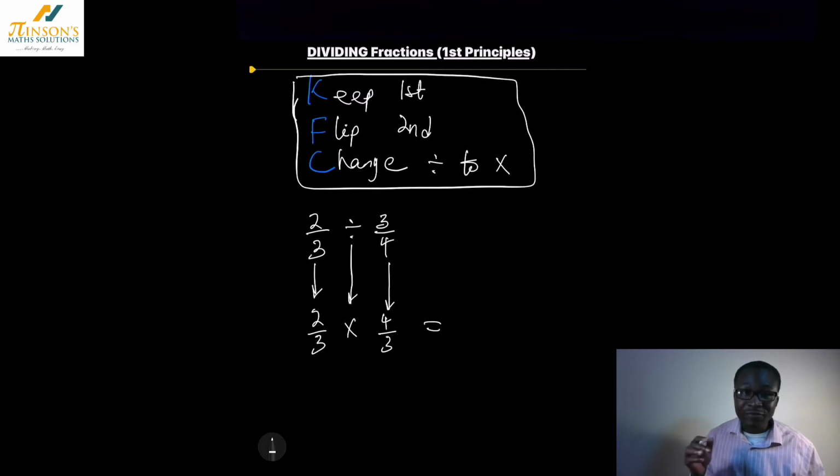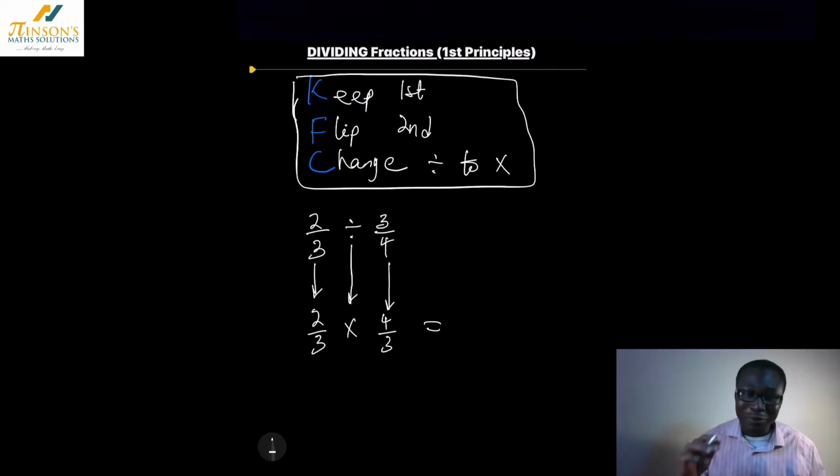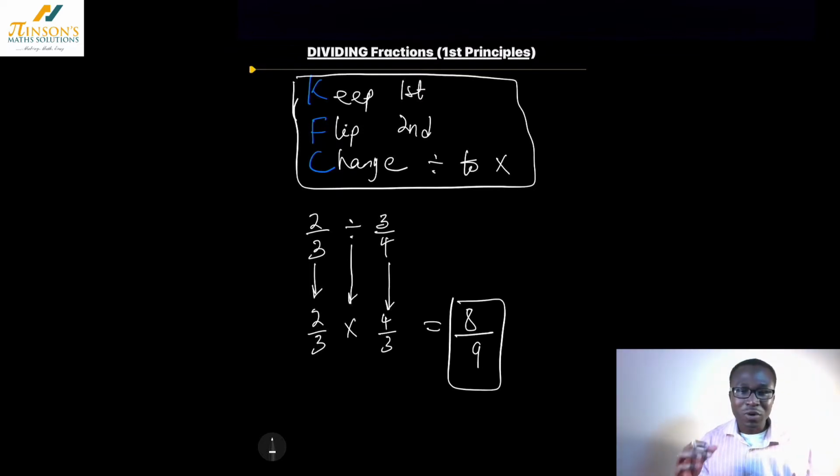So per my video on multiplying fractions, if you haven't yet watched it, I will encourage you to do so. It says multiply across the top. So 2 times 4 is 8 and 3 times 3 is 9. Therefore my answer is 8/9. Now, why does this work all the time?